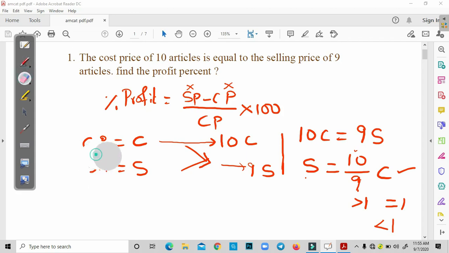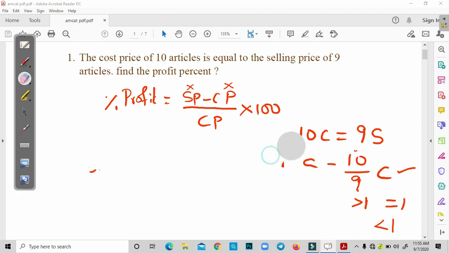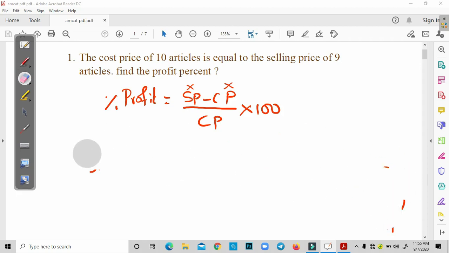Let's get it solved. Now here I want the profit percentage. Now what is the selling price? Selling price is equal to 10 by 9 of cost price.